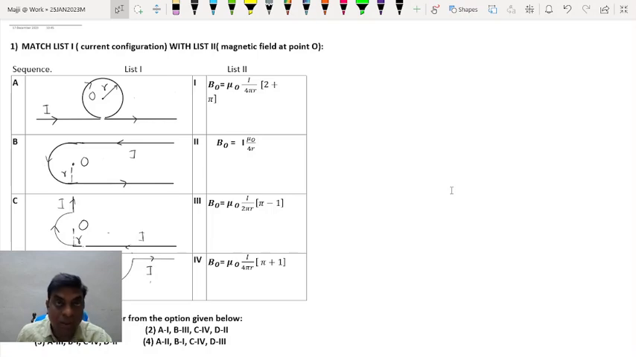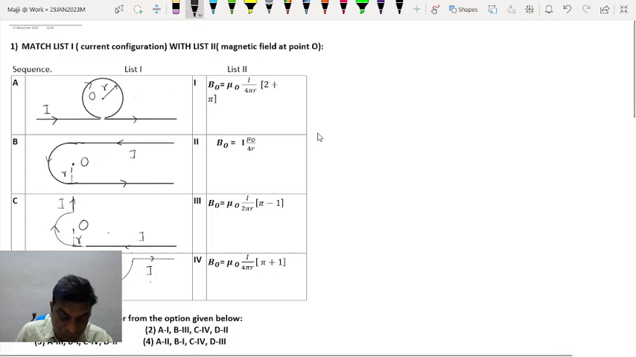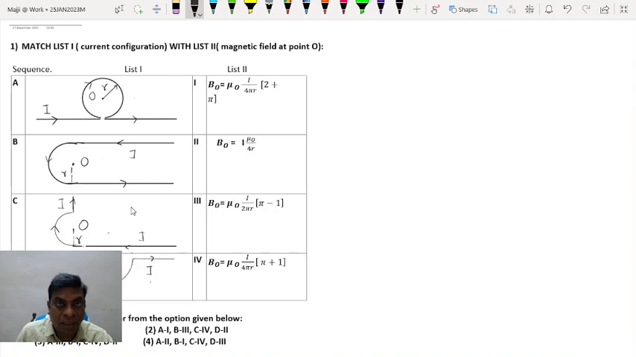Here comes the first question. It is a matching type question. List 1 gives you different configurations. Configuration means arrangement of current carrying wires, and list 2 gives you the corresponding magnetic field at point 2.